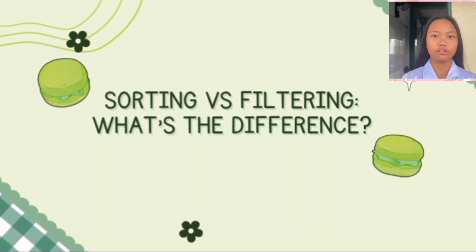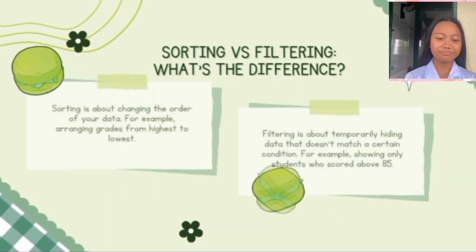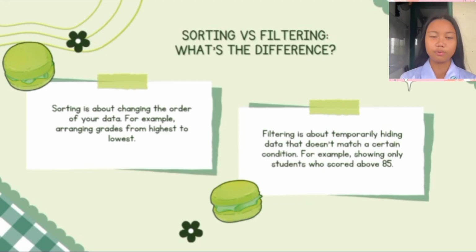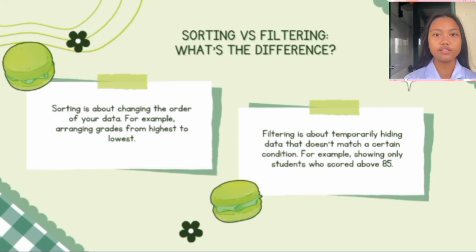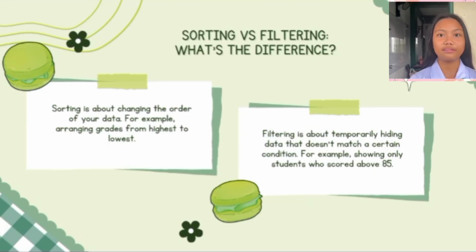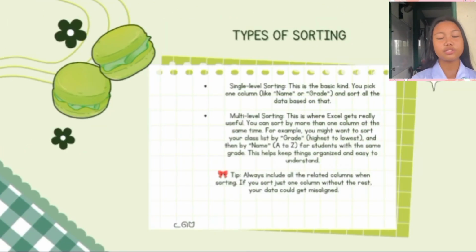Sorting versus filtering. What's the difference? Sorting is about changing the order of your data, for example, arranging grades from highest to lowest. Filtering is about temporarily hiding data that doesn't match a certain condition.